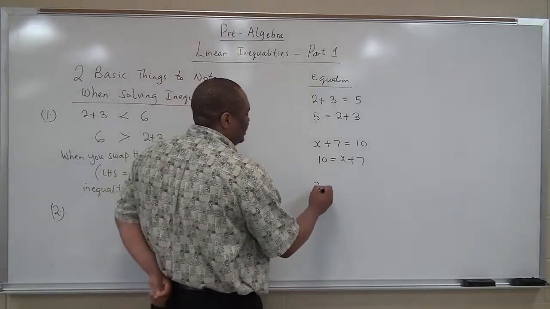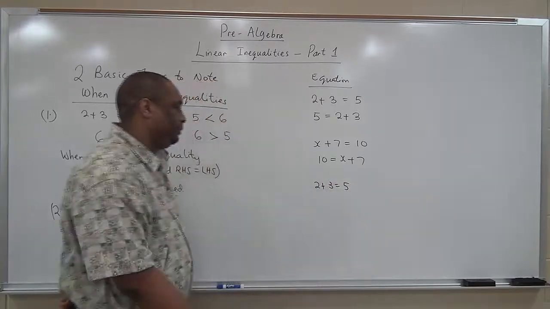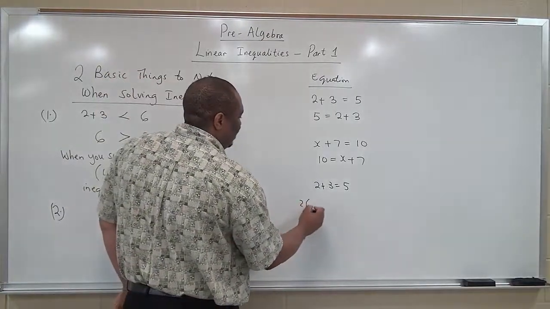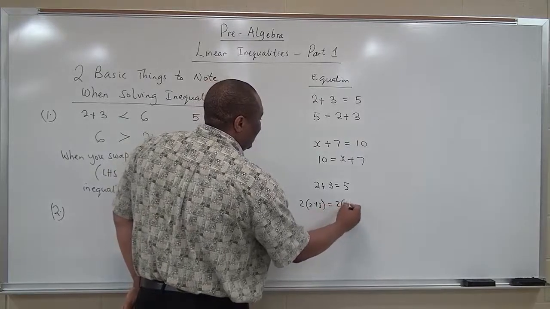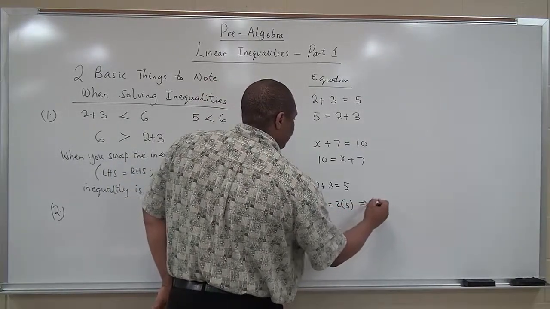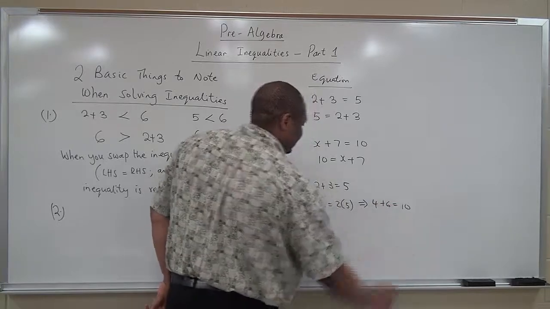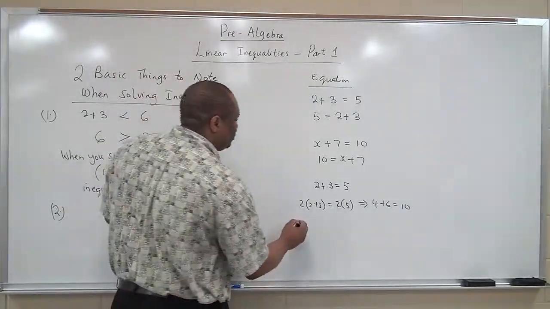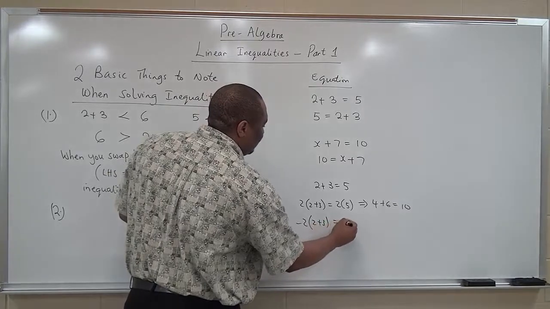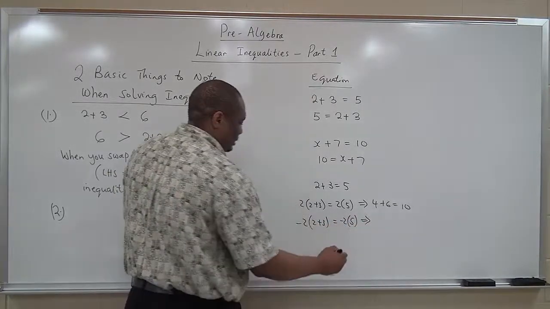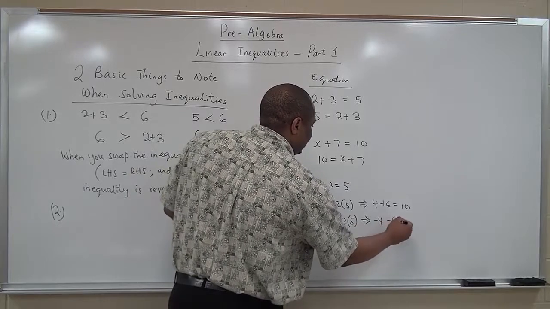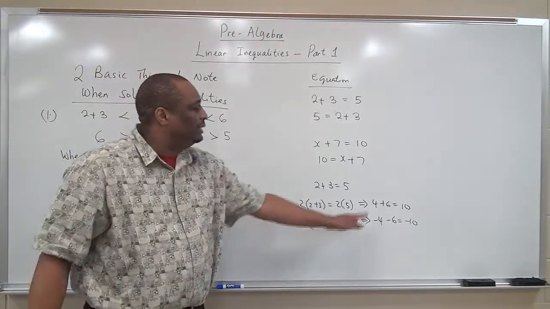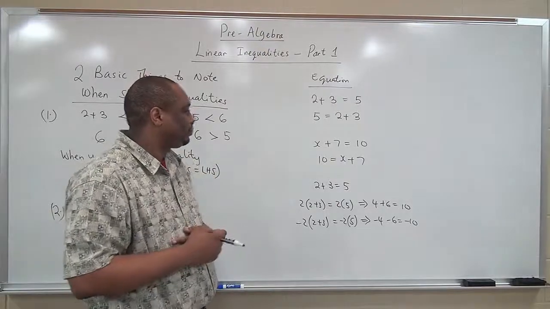If we had 2 plus 3 equals 5, and you decide to multiply everybody by 2, that gives you 4 plus 6, and 6 is 10. If you decide to multiply everybody by negative 2, you still have negative 4, negative 6 will give you negative 10. So you see, it is still equal when you decide to multiply.